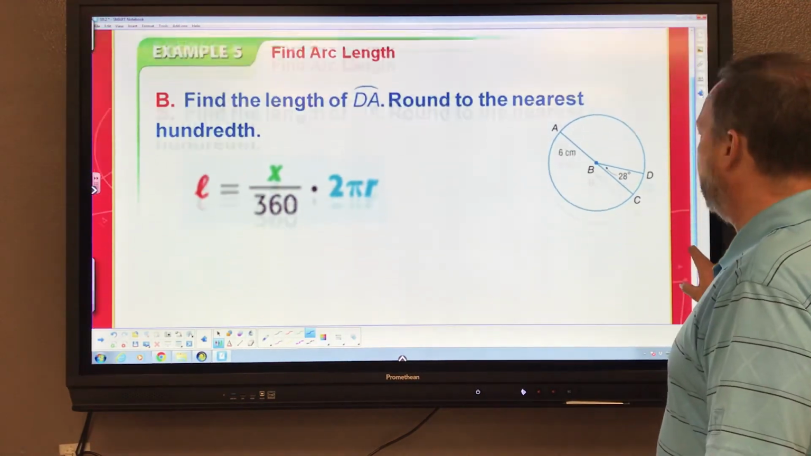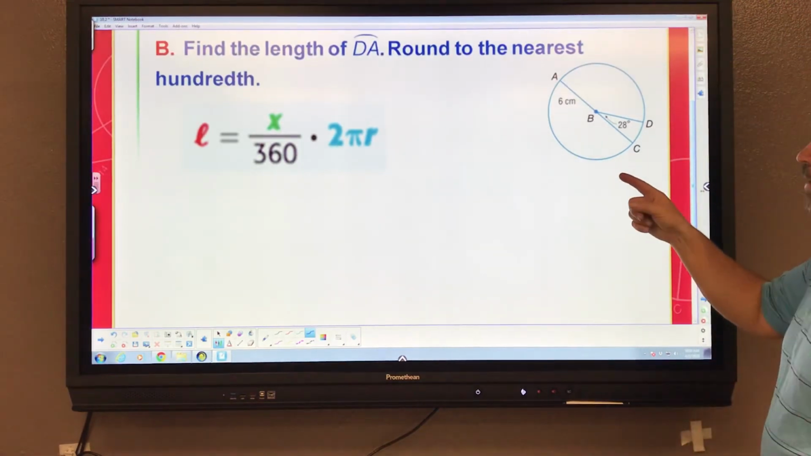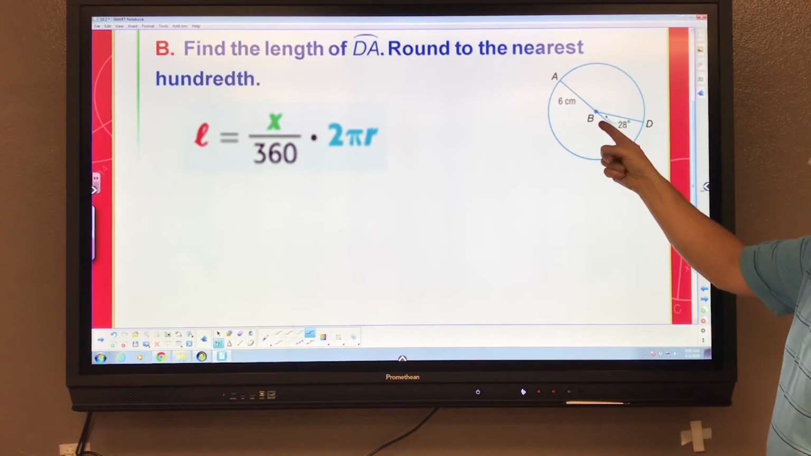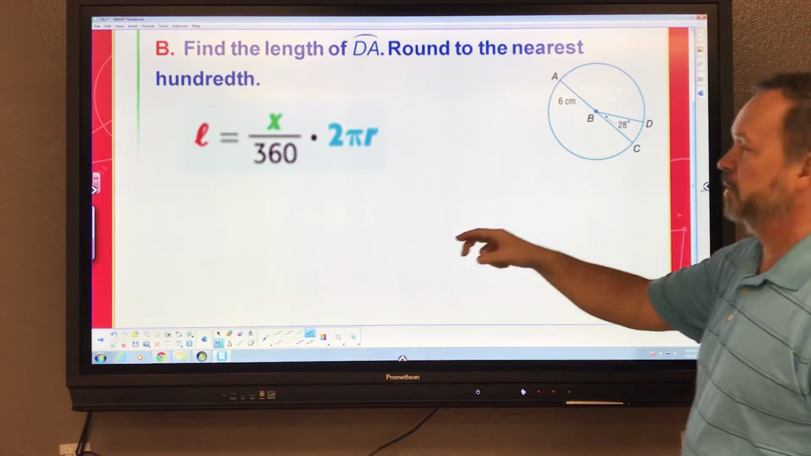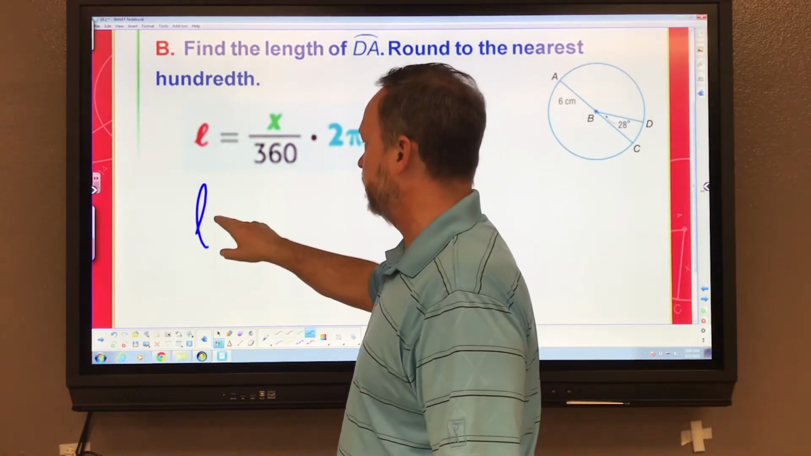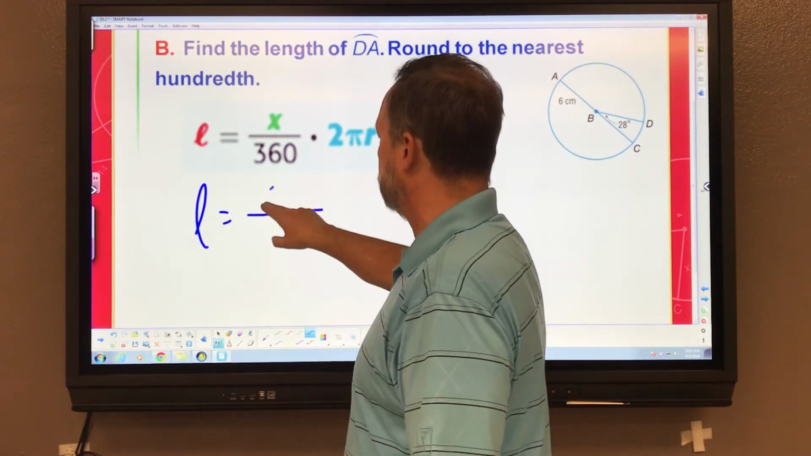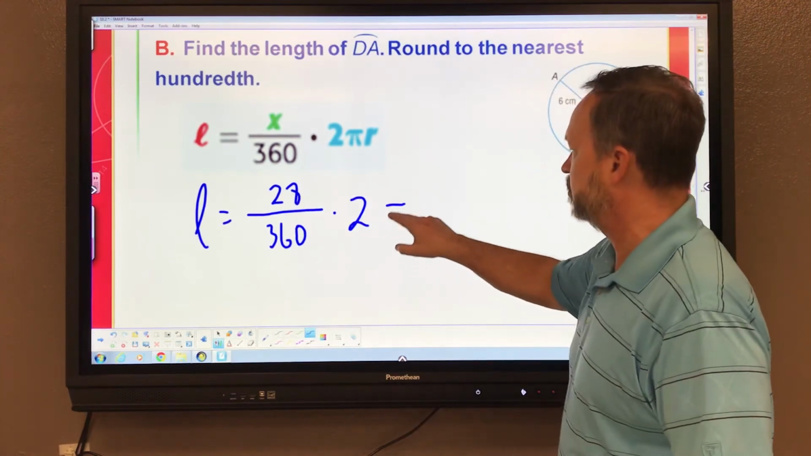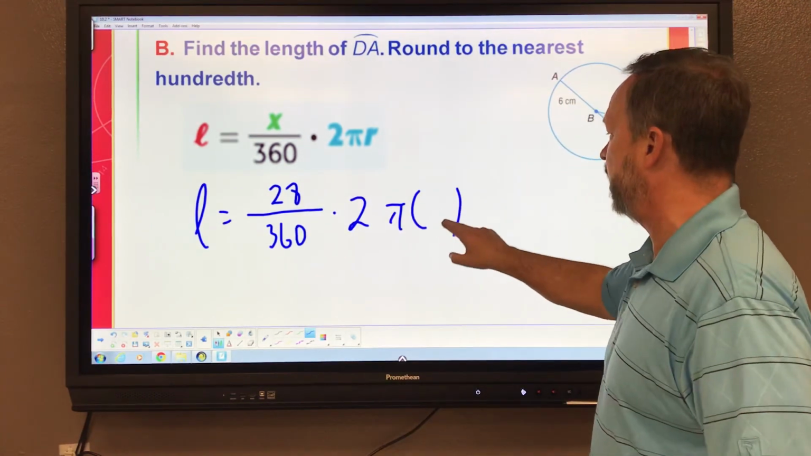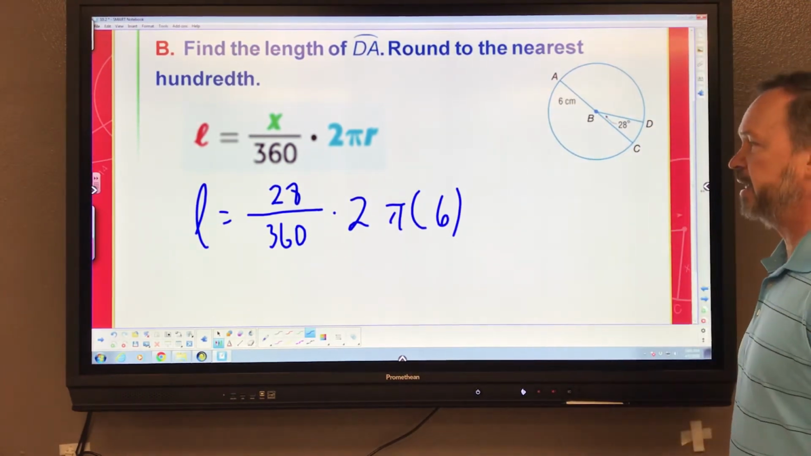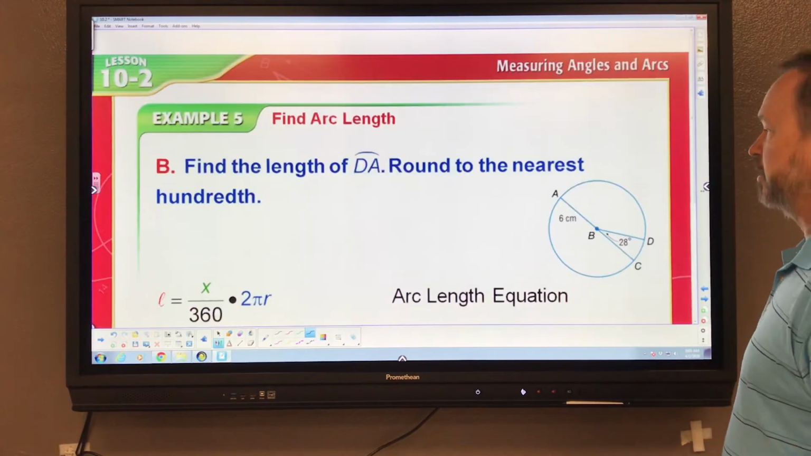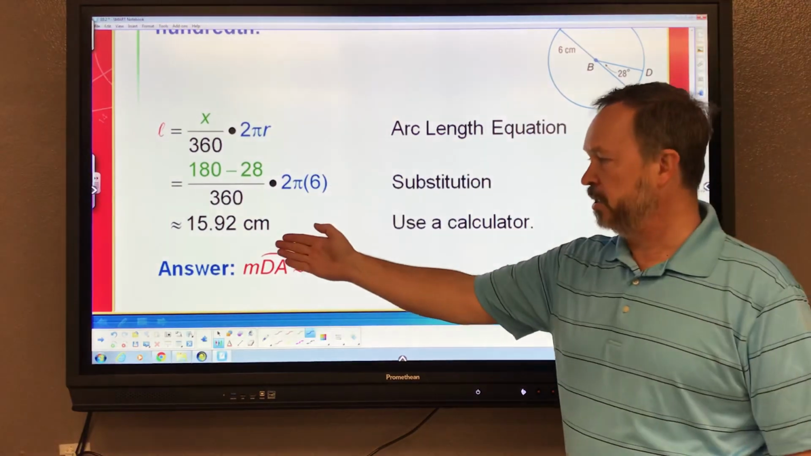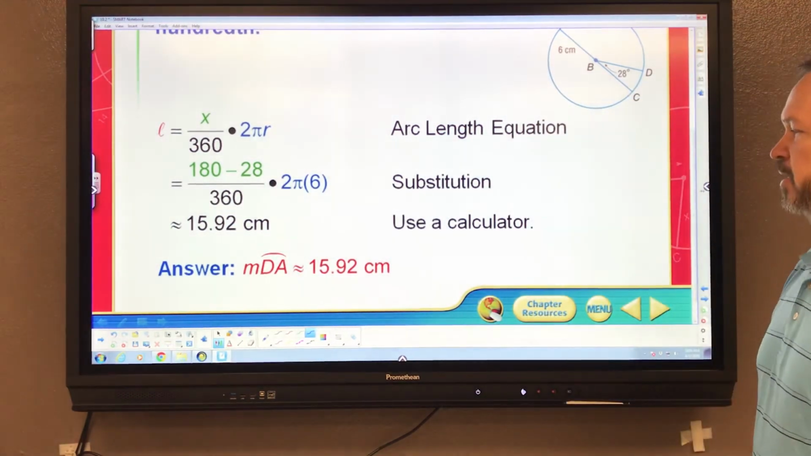So we do another problem. It's the same setup here. You just got to put the angle measure where it goes and the radius where it goes, and that's it. That's all you're doing. So the angle measure is 28, and it's 2 times pi times r, which is 6. So you plug all that in the calculator, and the calculator is going to pop you out an answer. You round, and it's 15.92 centimeters.